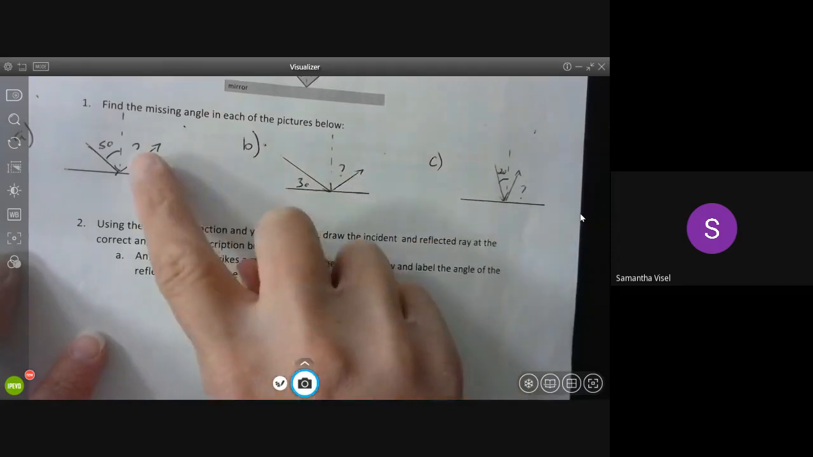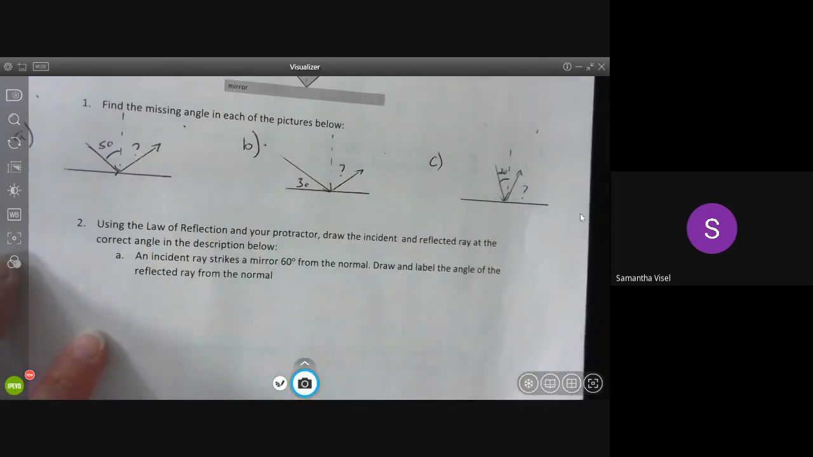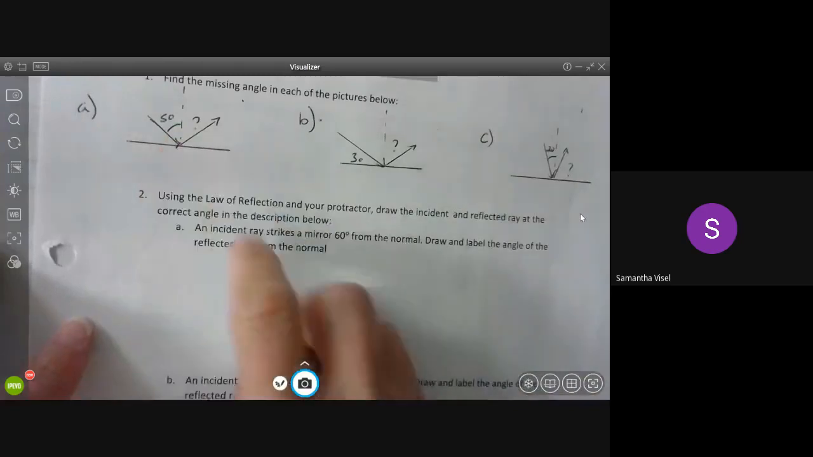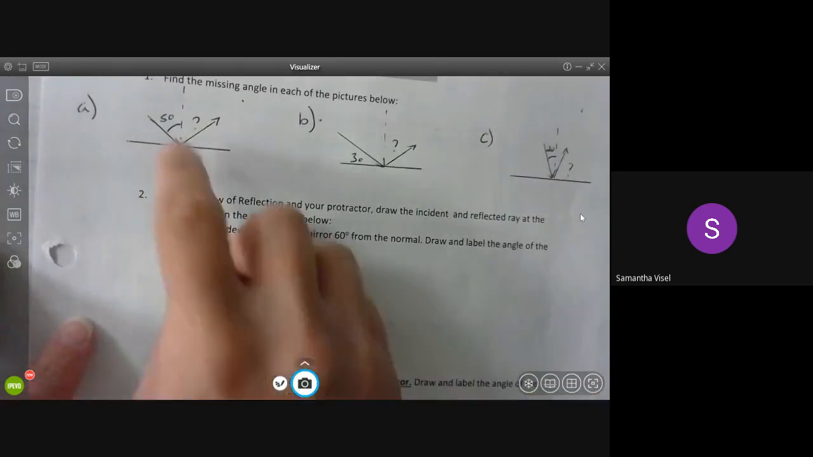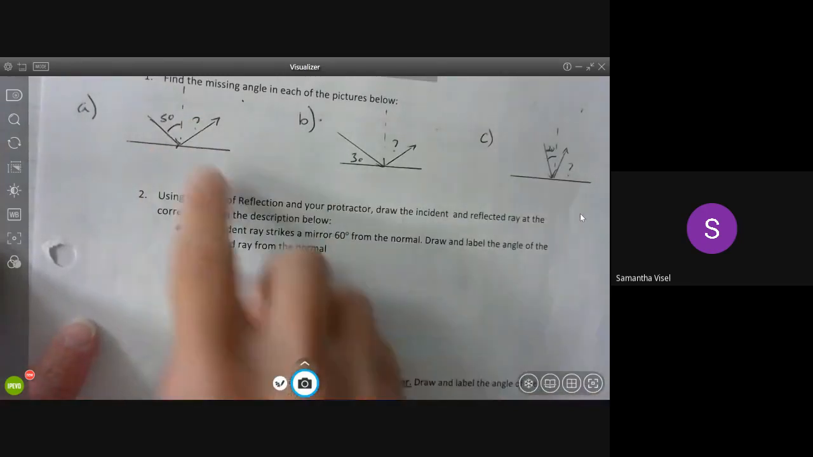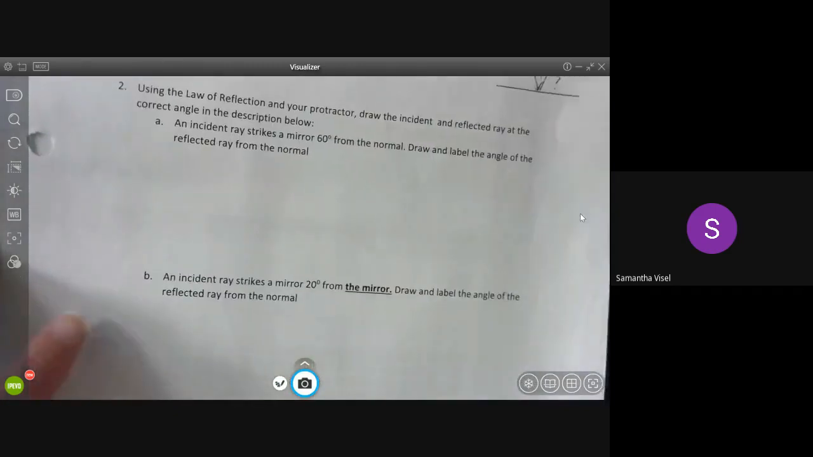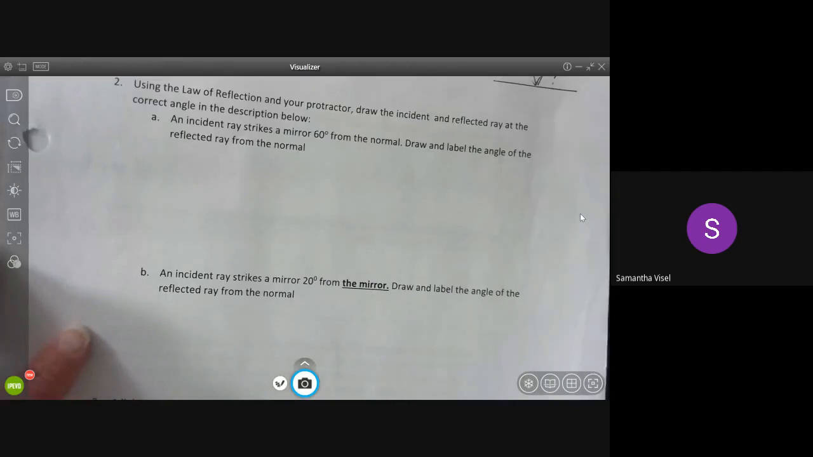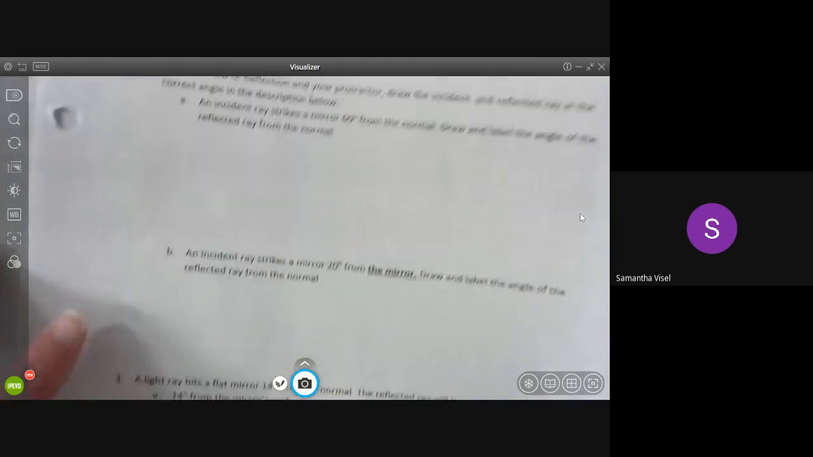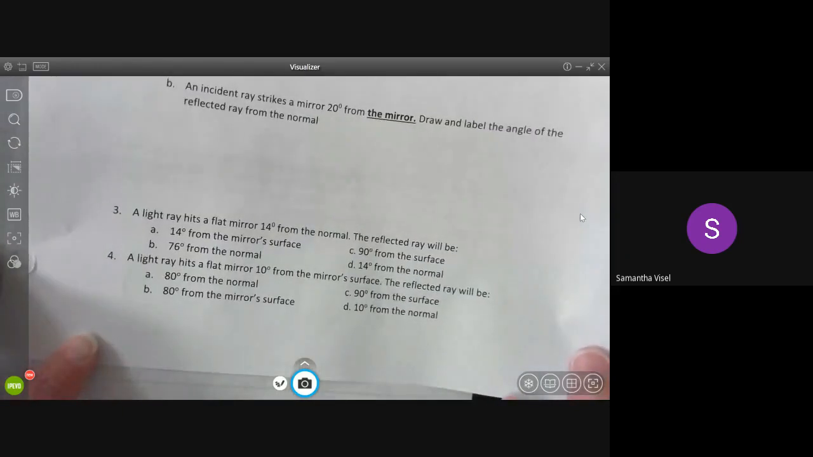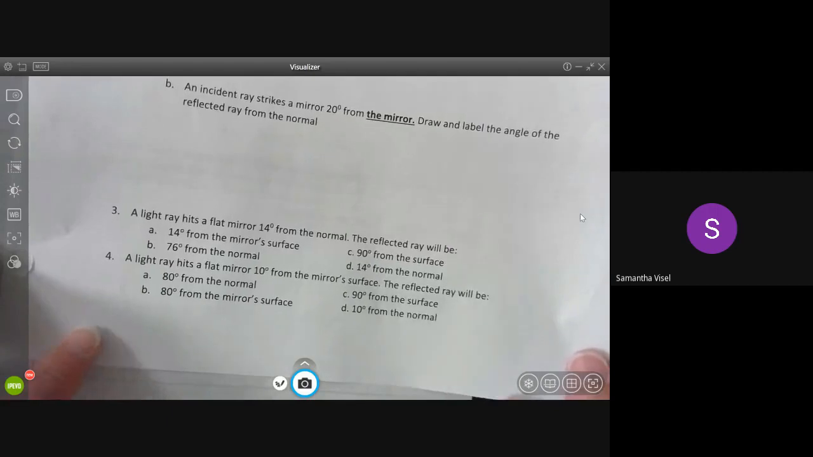So use your law, use subtraction if needed to figure out what any of these missing angles are in the picture. And we have a couple drawings that we're going to do, so you'll use your protractor for that. And then just a couple multiple choice questions that we have.